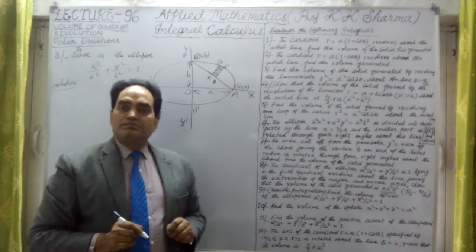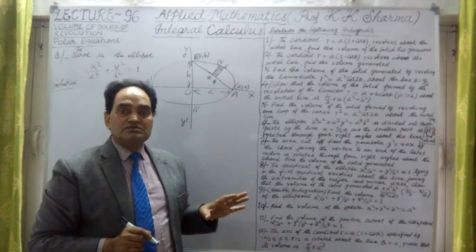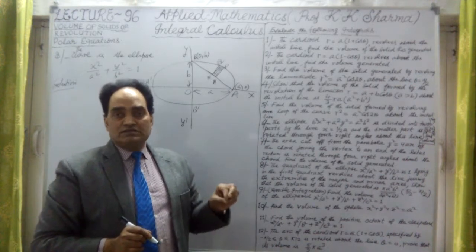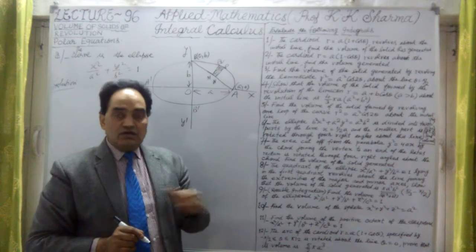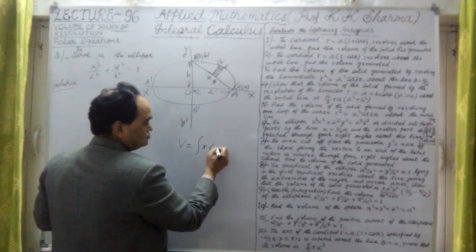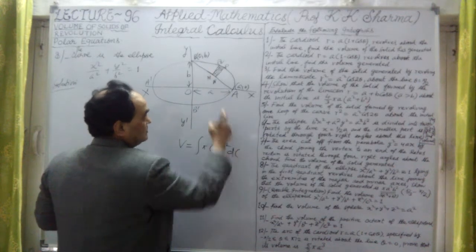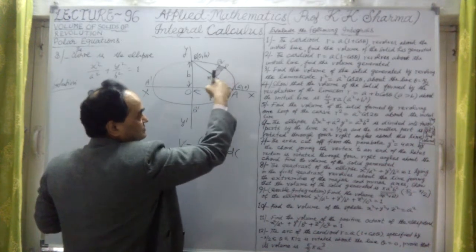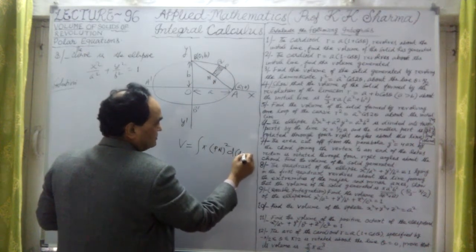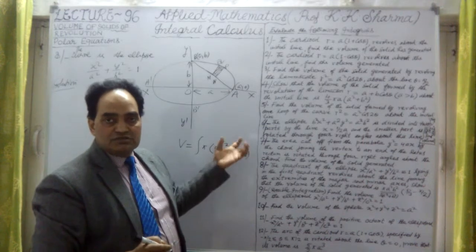As I discussed in the beginning, whenever a solid is generated by revolving a curve around a line other than the axes, the x-axis and y-axis, or maybe the z-axis as well, then that volume is given by integration of pi into PN whole square into d of AN, where PN is the length of the perpendicular from the curve on the line about which we are revolving the solid. In this case, it is AN.